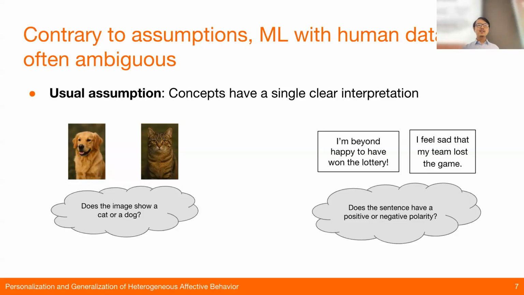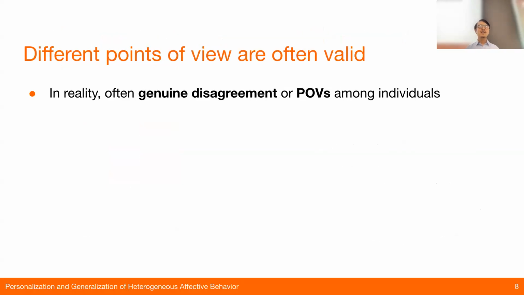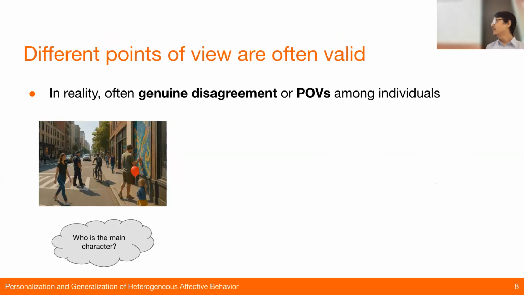So the question is, does the assumption of having a single clear interpretation always hold? And the answer is, in case of behavioral modeling, there can be multiple different points of view and multiple different perspectives. And there are the cases of genuine disagreement where all of them can be equally valid and hold all at once. So let's look at the example. So given this busy street, the question is, who is the main character here?